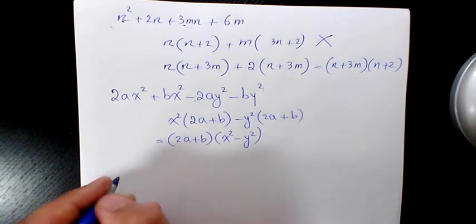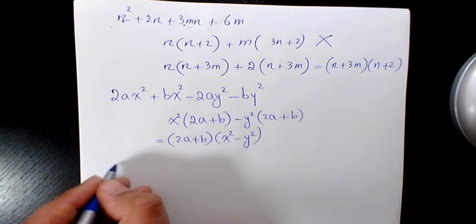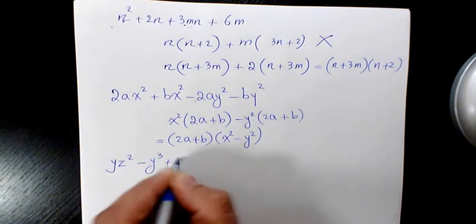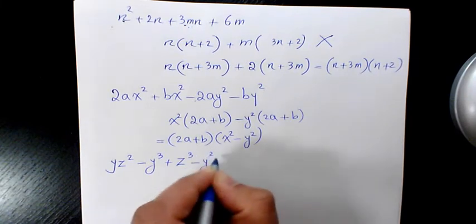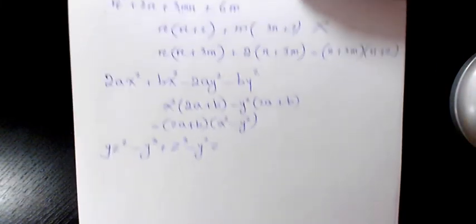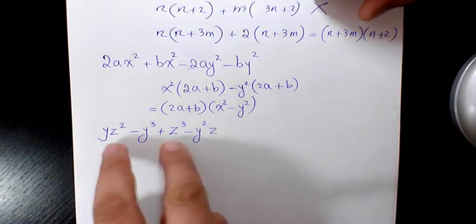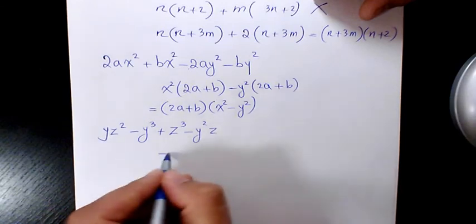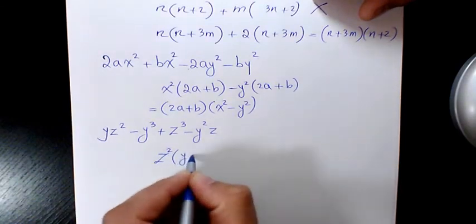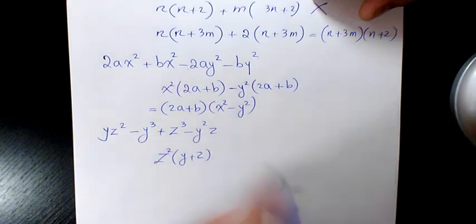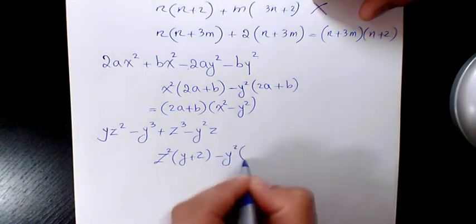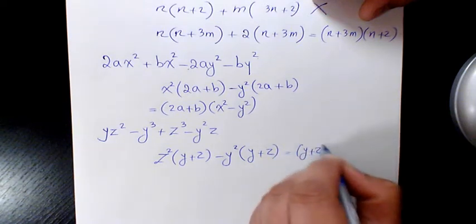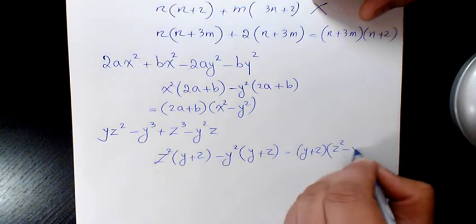Next one is yz squared minus y cubed plus z cubed minus y squared z. So basically what we can do, I'm going to factor and group these two and then group these two. When you group these two, I can factor z squared. That's going to be y plus z. Then I can factor negative y squared, y plus z. Then I can factor y plus z. The rest is going to be z squared minus y squared.